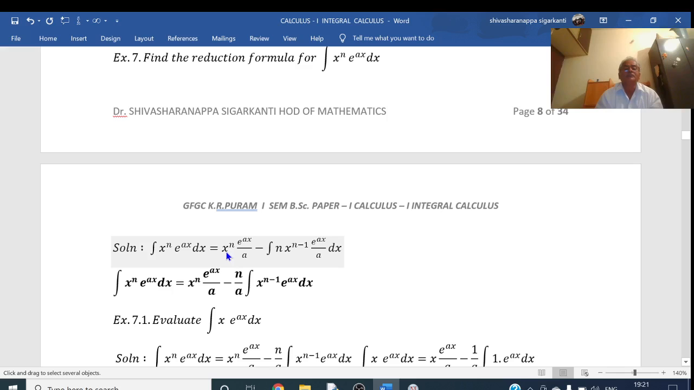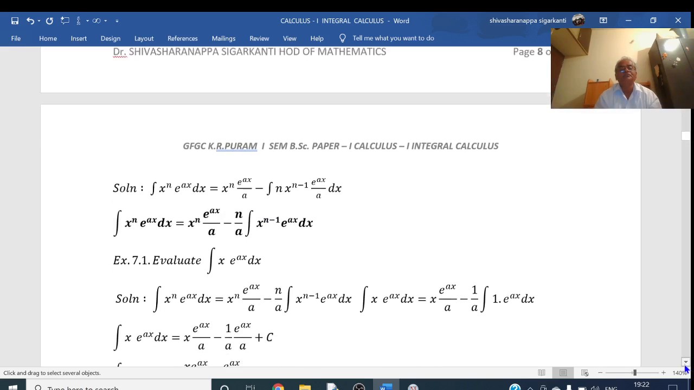First function x power of n into integral of the second, e power of ax integration is e power of ax divided by a, minus under integral sign derivative of first, x power of n derivative n into x power of n minus 1, into integral of the second, e power of ax integration is e power of ax divided by a. So that is equal to x power of n into e power of ax by a minus n by a. I will write this n by a outside, into x to the power of n minus 1 into e power of ax dx. So that is here x raised to n reduces to x to the power of n minus 1.